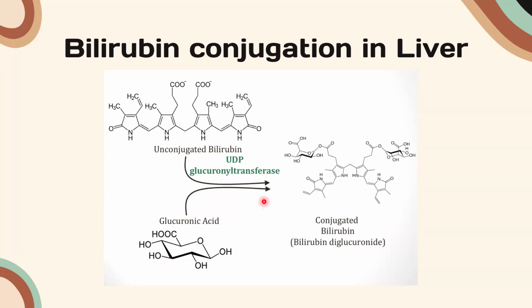And when this molecule gets added to the unconjugated bilirubin by the enzyme UDP glucuronide transferase, we refer to it now as conjugated bilirubin. Now, this is a really important enzyme, and you need to remember it. It's going to come up a lot in the pathologies that we're going to discuss later on.